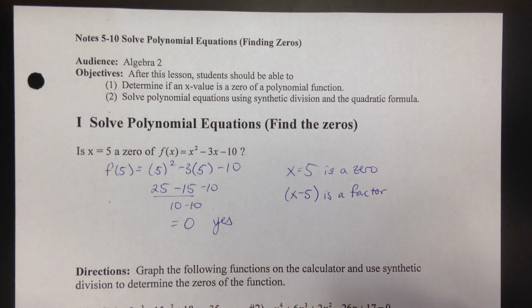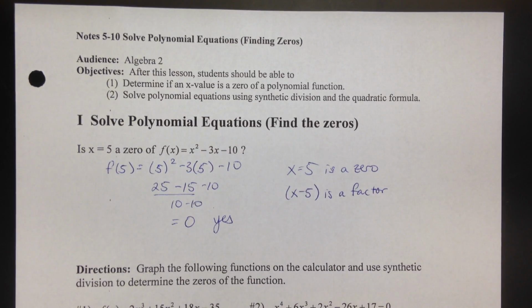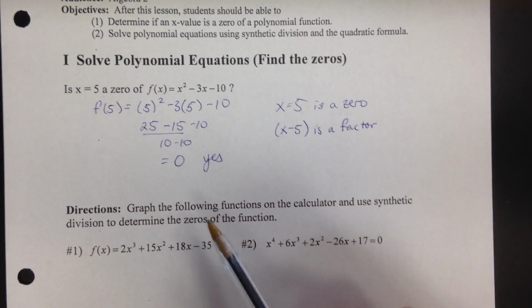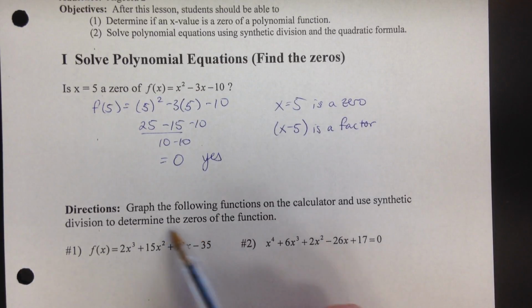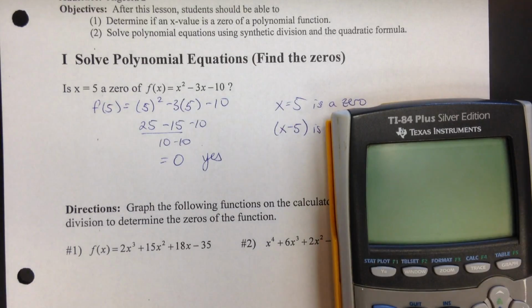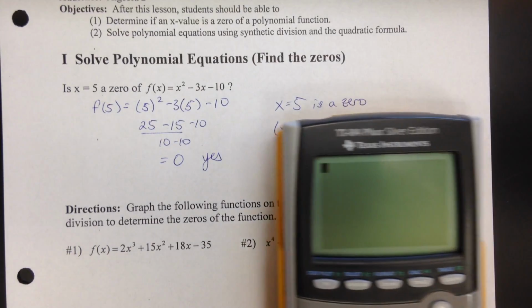What we're going to try to do is factor some of these polynomials and see if that will help us find zeros. Okay, so the next section here, directions. Graph the following functions on the calculator and use synthetic division to determine the zeros of the function. We're going to use the calculator to start us off, okay?